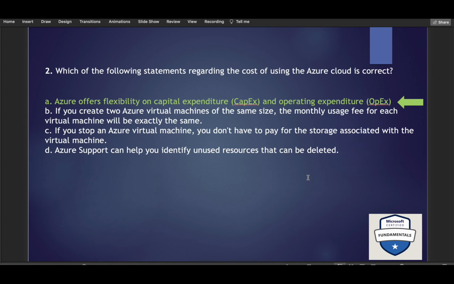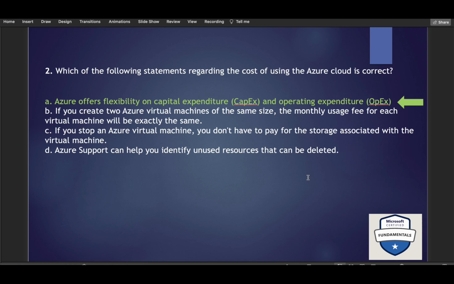So only option one is correct, because cloud services like Azure offer the flexibility to shift system costs from capital expenditure to operational expenditure. For example, let's say you have the cost of data center equipment, which would normally mean purchasing physical servers, and that is a kind of capital expenditure. However, if you launch virtual servers on Azure, it is possible to convert this capital expenditure to operational expenditure, hence the flexibility.